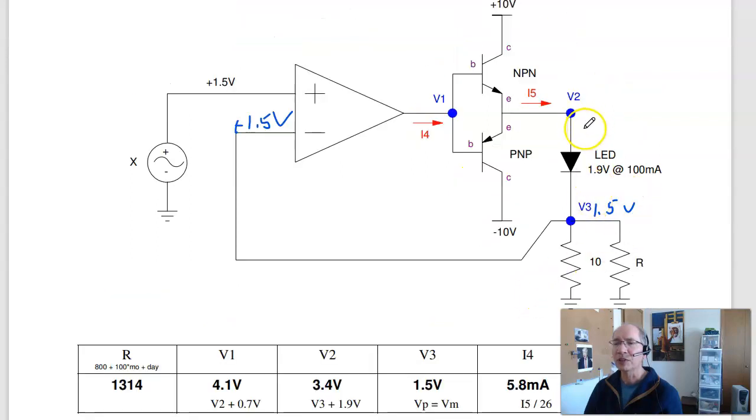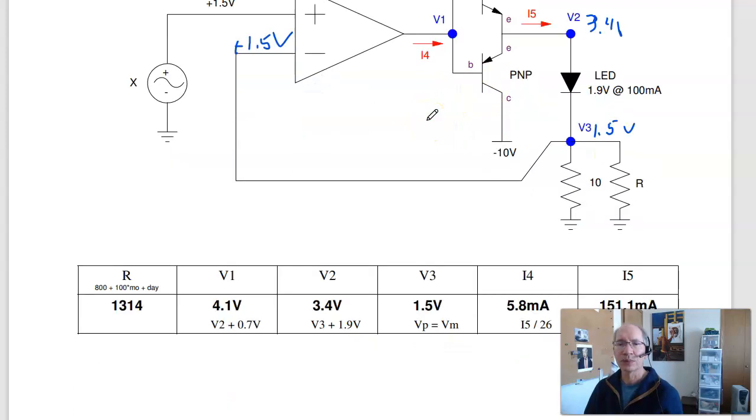Then the voltages. This is an LED. This is 1.45 volts. This is 1.5 plus 1.9, 3.4 volts. Plus 0.7 for the diode, 4.1 volts. So that's quiz number 1 for ECE 321.